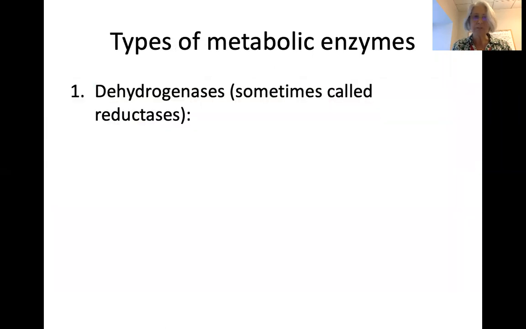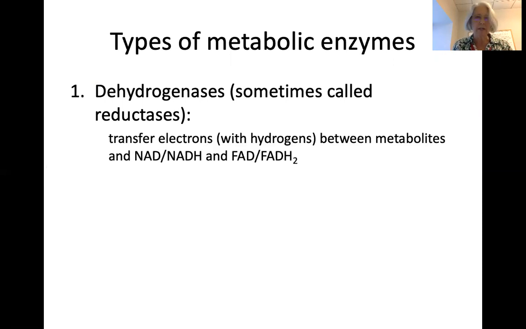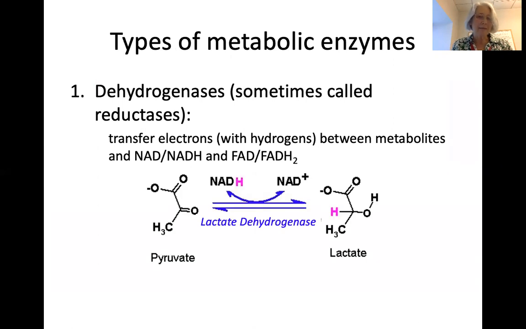All right, so the first type of enzyme we'll talk about is a dehydrogenase. Some of these are called reductases in their names instead. These are enzymes that transfer electrons and their hydrogens between different metabolites and the cofactors, either NAD or FAD. So an example of this is lactate dehydrogenase. This is an enzyme that interconverts pyruvate and lactate.